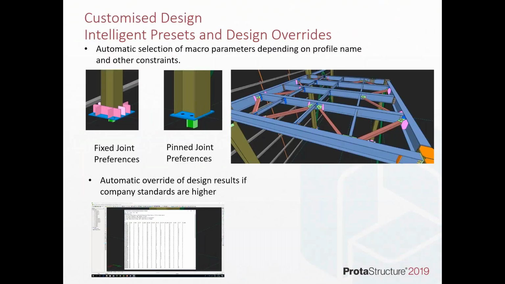For those of you who are doing a lot of steel work, you can set up preferences. So for different types of jointing preferences, as well as different company standards, you might have, for example, a fin plate connection. You might want to have a minimum number of 3 bolts, for example, for a certain type of section. That can be customized to suit your requirements.